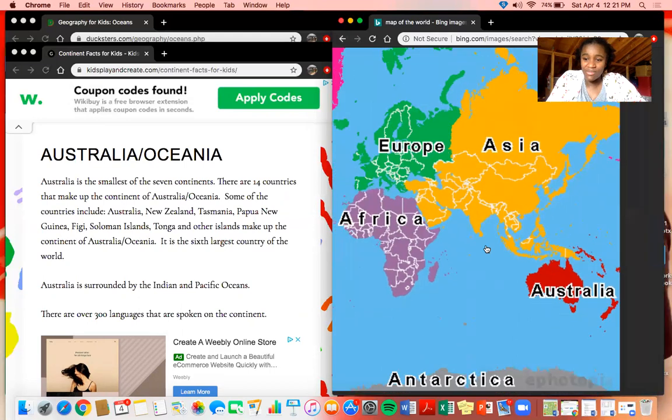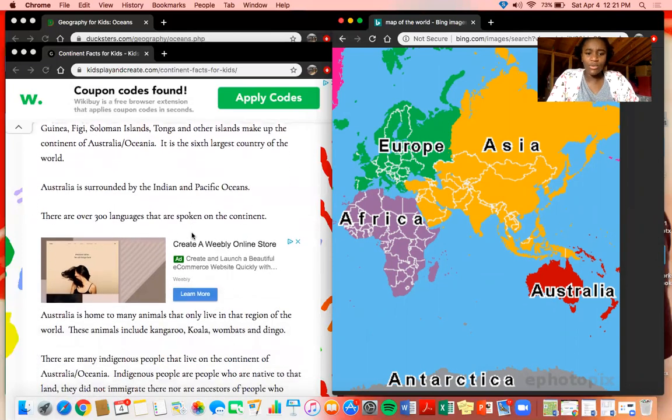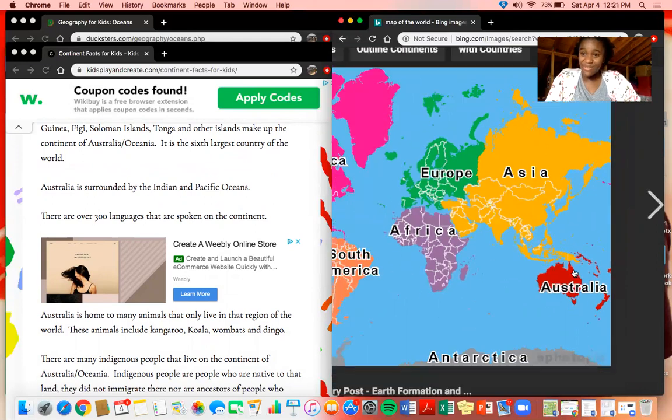Other than that, you probably know some animals from there, like the kangaroo and the koala bear. If you have any other examples that you know, you can shout them out at this time. But the wombat, the dingo, all those animals are from Australia. You know, the g'day mate, that's from Australia too.